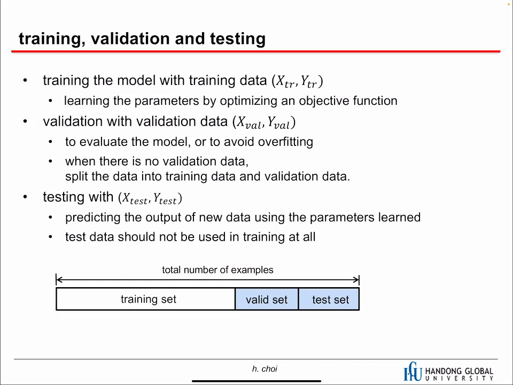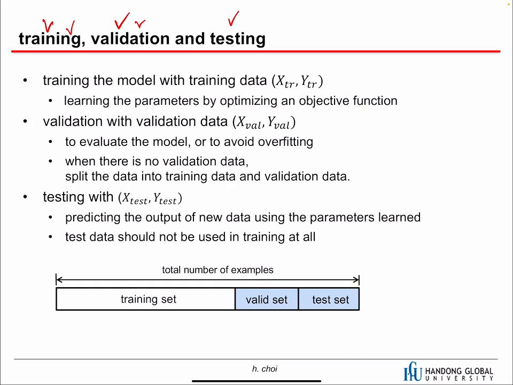Okay, and the next thing is about the training and validation and testing. So we have to split the data, and then we have to handle these data separately. Basically, we use training data to train the model, which means we use this training data to update the parameters. And then validation, we use this validation data to evaluate the model. We don't update the parameters with this validation data. So training the parameters and evaluating the model.